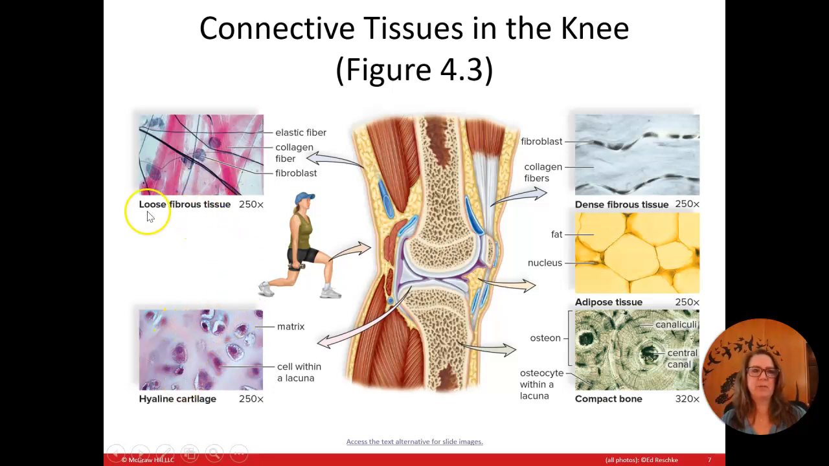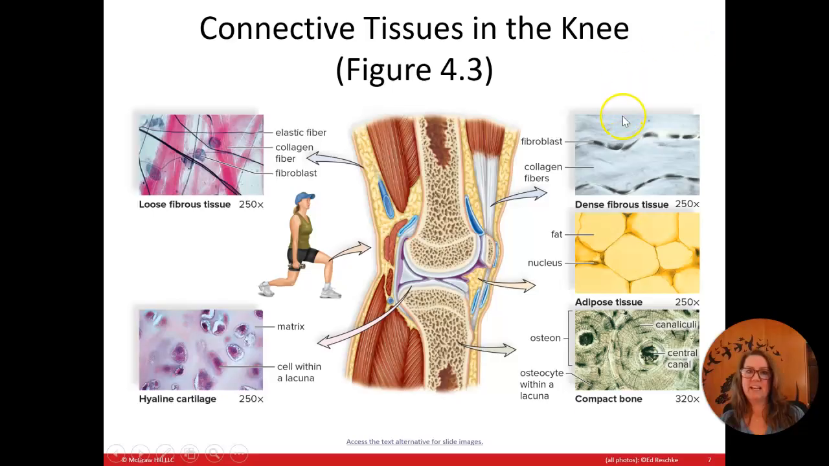Top left, now we see loose fibrous tissue, so not the dense type, so it's not tendon or ligament, but we see it here in the outside part of this knee structure. It essentially has fibroblasts and some fibers like collagen and elastin, okay? So kind of giving us some stretch there.